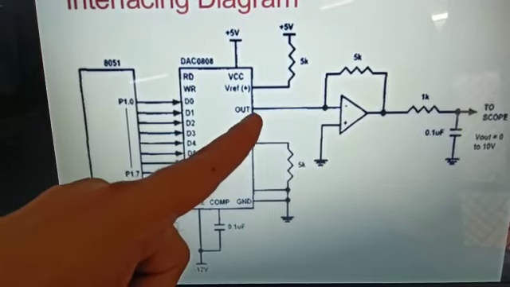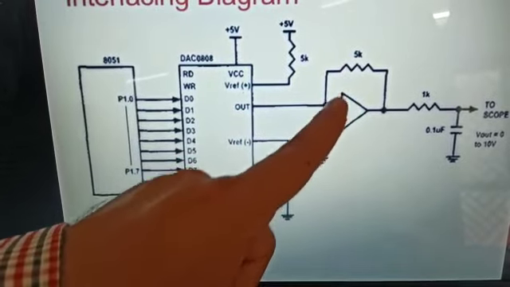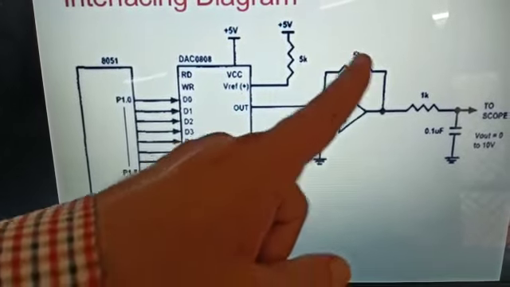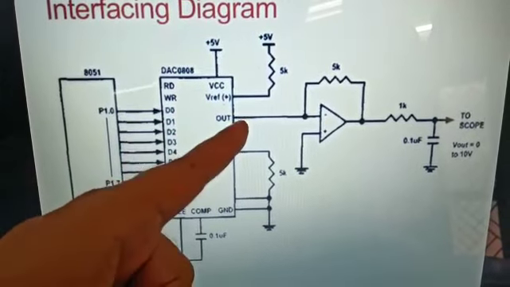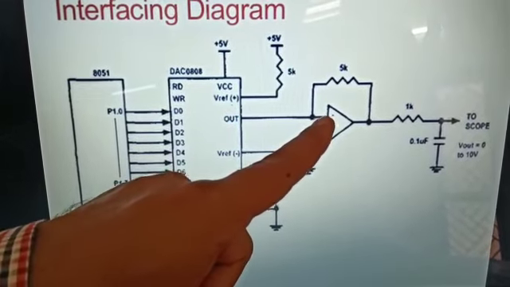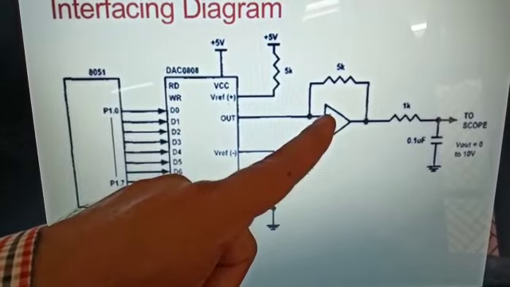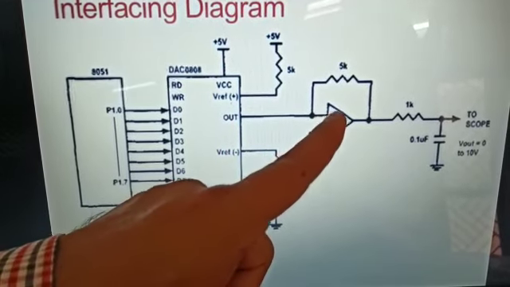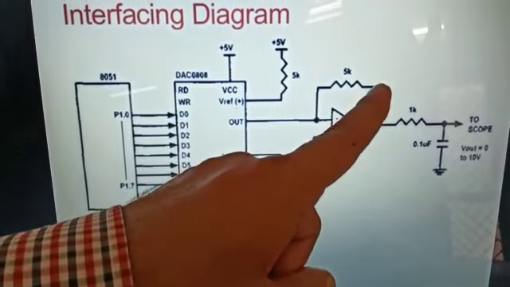Now here it takes output from this pin. It is connected to an op-amp, operational amplifier. There is one feedback resistor. The input is digital. This is converted into an analog current. This current is passed through the inverting input, but the input impedance of the op-amp is infinite. Therefore none of the current flows into the op-amp. Almost all the current flows through the feedback resistor.